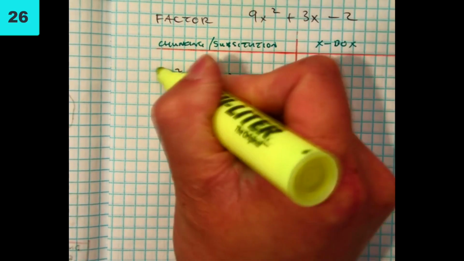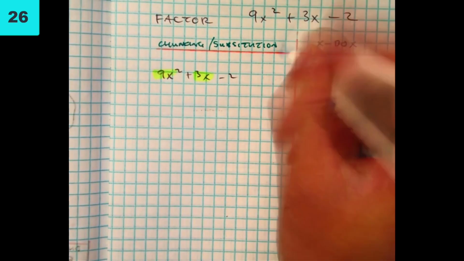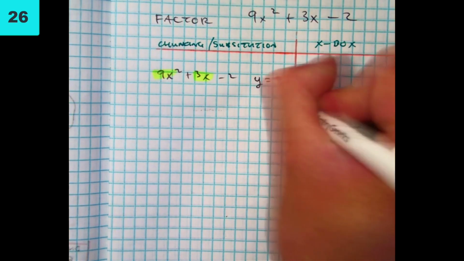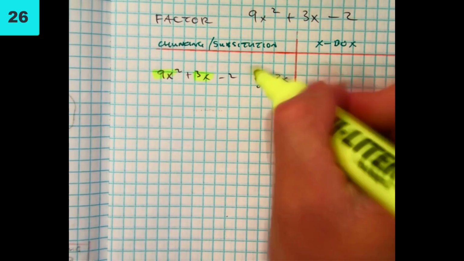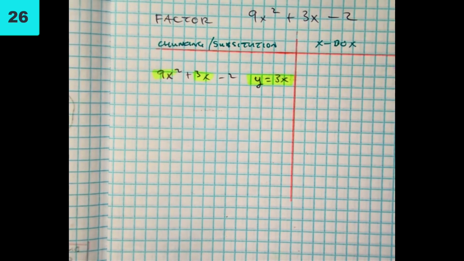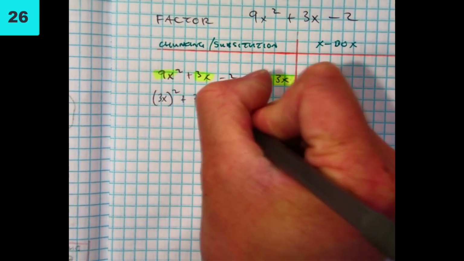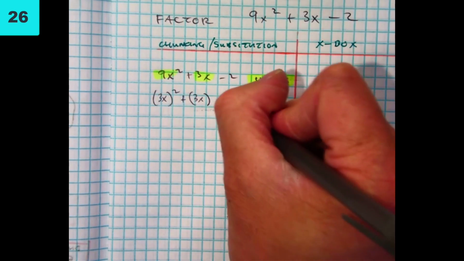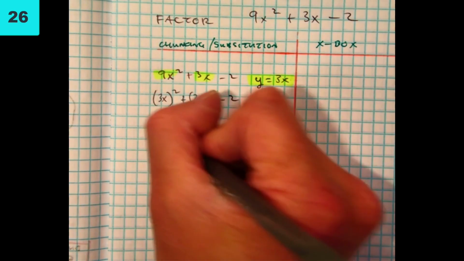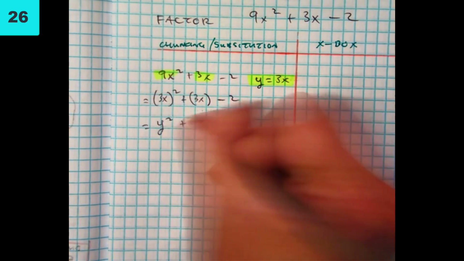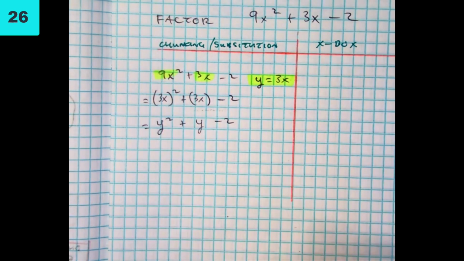If you look at the first 2 here, I can do something like y equals, what do they have in common? 3x. So then we can say this is 3x squared plus 3x minus 2. And then we can have y squared. This is your substitution, right? Every time I see 3x, I'm going to write y minus 2. And you're essentially still doing your x box.